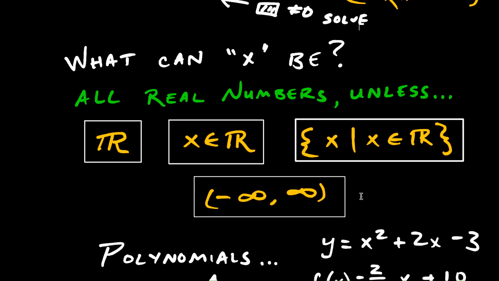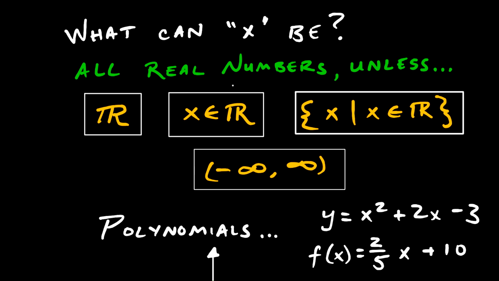Now typically when we're solving domain problems, we're thinking everything is all real numbers, unless there's an issue like square rooting a negative or dividing by 0. And those are the two cases we're looking at.